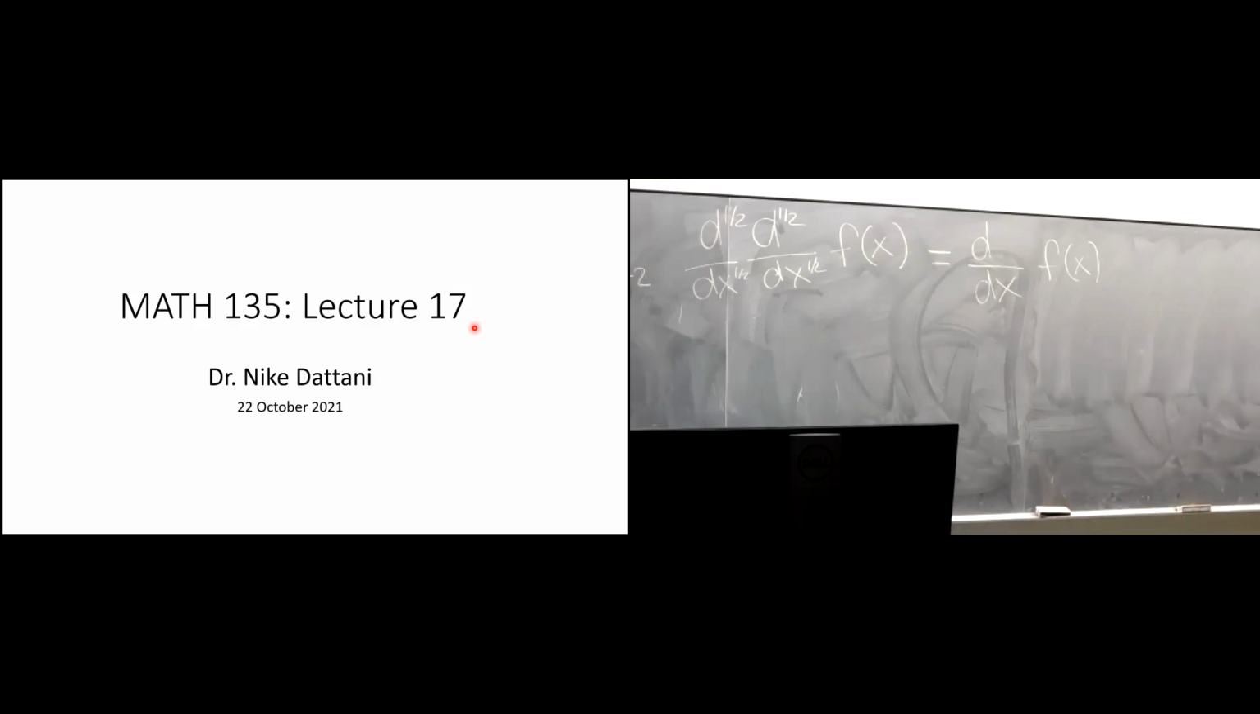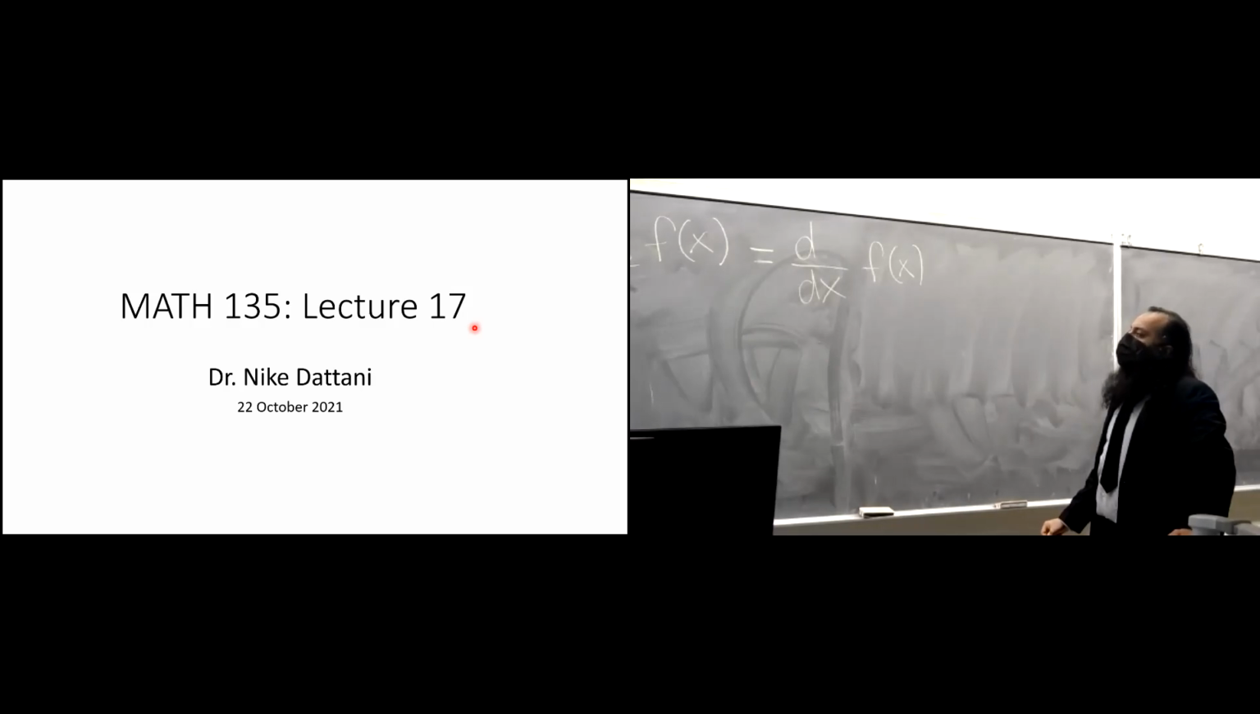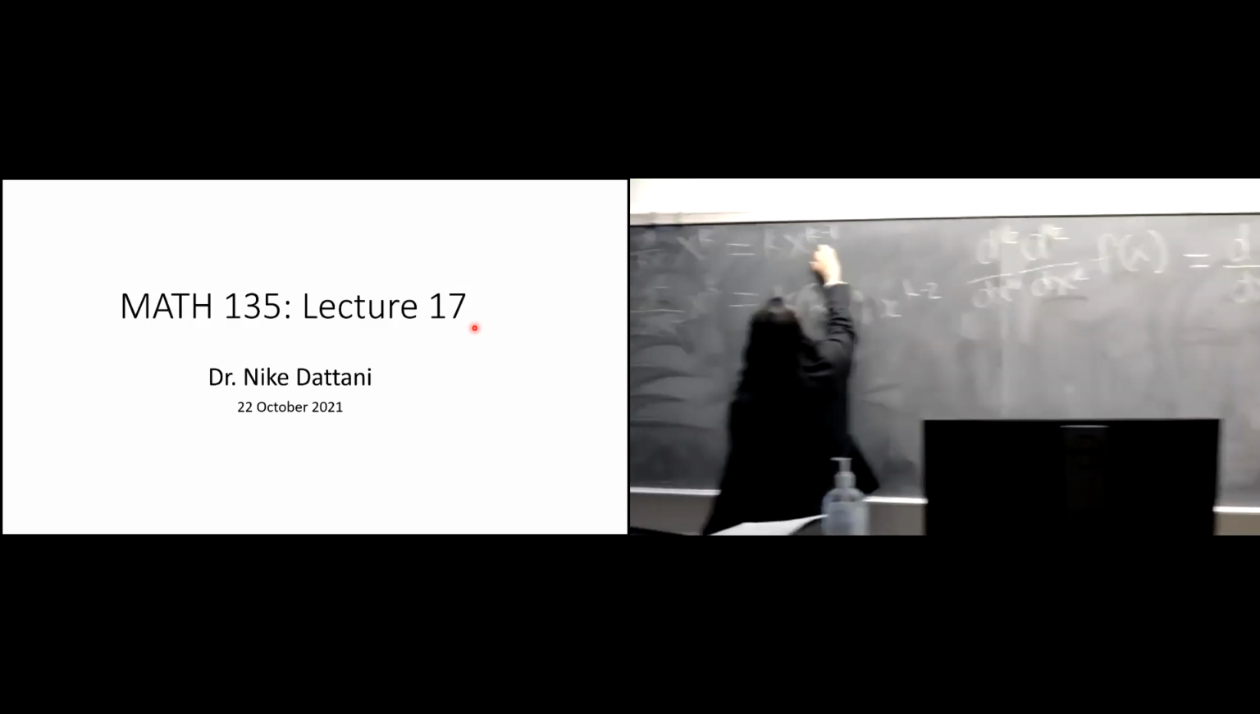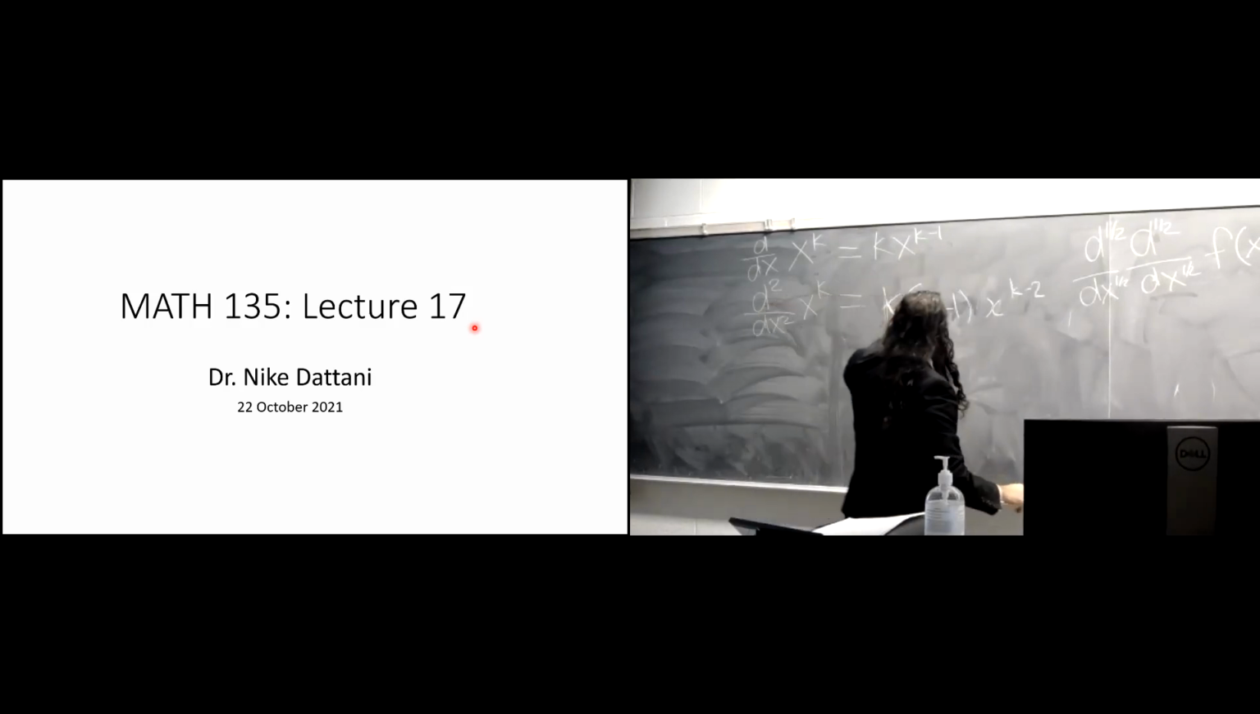And it's okay if I start using these boards too? Yep. Okay, so the half derivative of a function. First of all, d by dx of x to the k is k times x to the k minus 1. d squared by dx squared of x to the k is k times (k minus 1) times x to the k minus 2.